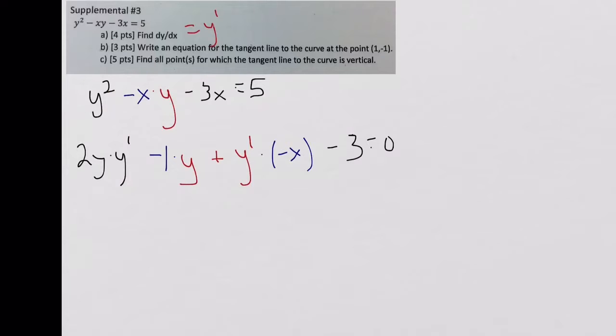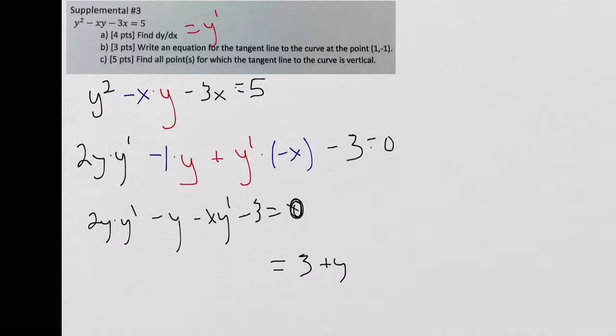So I will rewrite it. I get 2y times y prime minus y minus xy prime. I like to reorder it like that. Minus 3 equals 0. So from there, I'm going to take the 3 and the y and move them over. 3 plus y, they're going to change signs. So that's gone, that's gone.